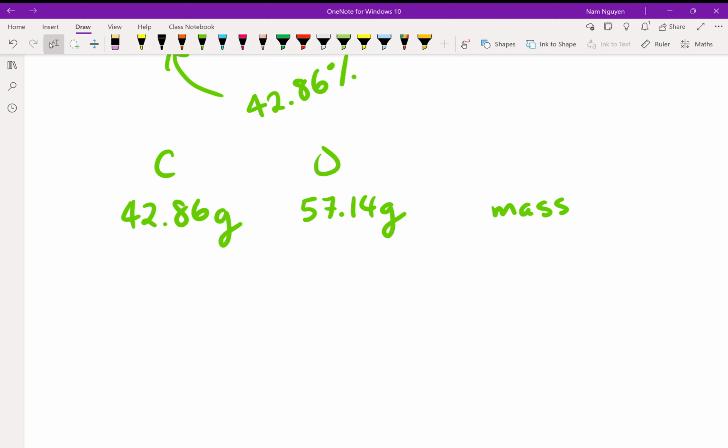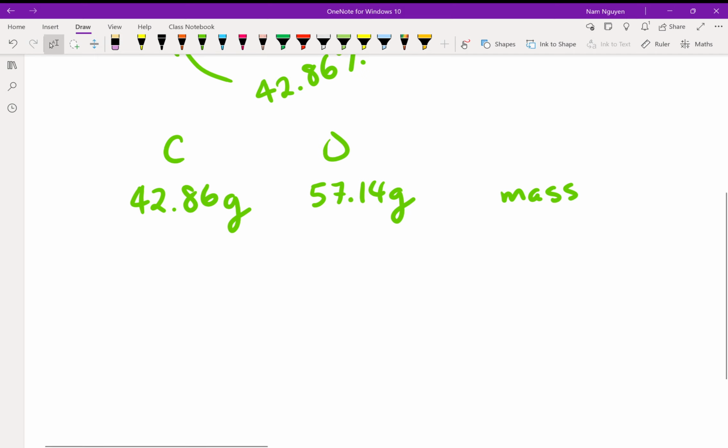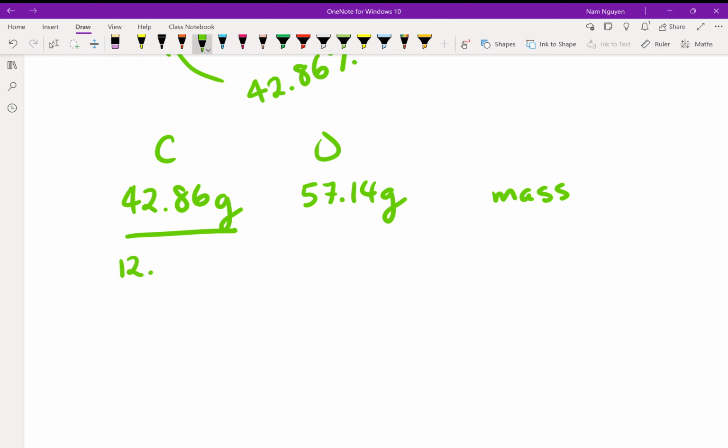Chemical formulas are written as ratios in moles. And so you have to tell yourself: chemical reactions, that's in moles, reactants and products, that's in moles; chemical formulas, that's in moles. So if you have mass, then you know that you have to convert things. So we divide this by 12.01 and divide this by 16.00, and then that will give us the number of moles, which is given the letter n.